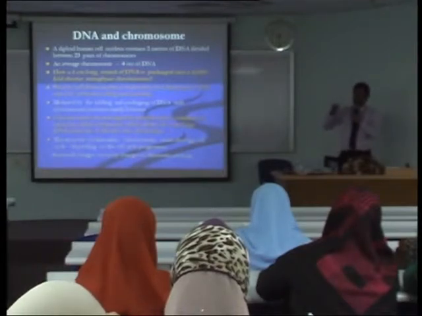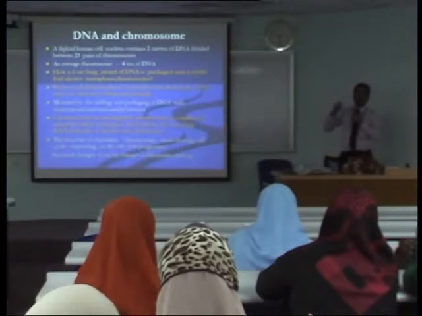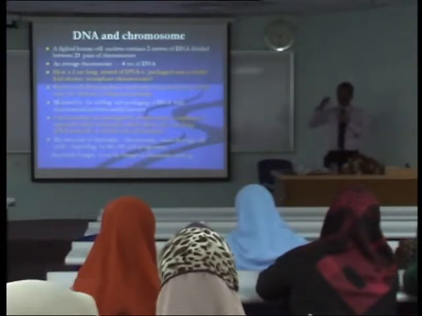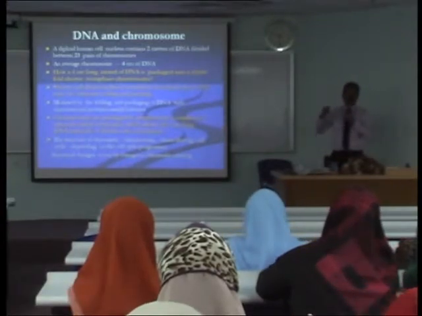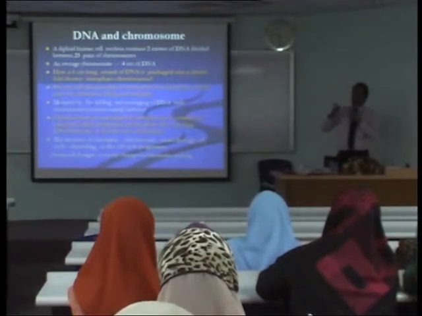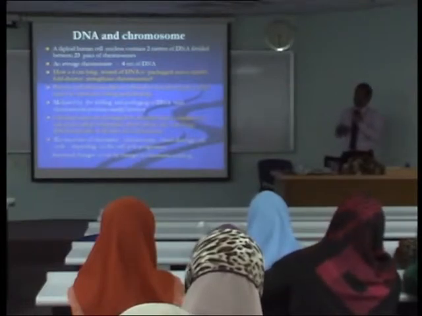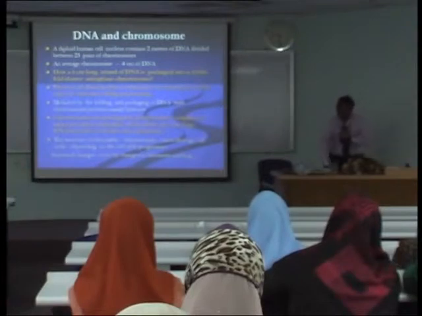This 200 centimeter or 2 meter of DNA has to be organized into chromosomes when the cells start to divide. So for that, the DNA will be spirally coiled and packaged with the proteins. That is what is happening just before the start of the cell division.